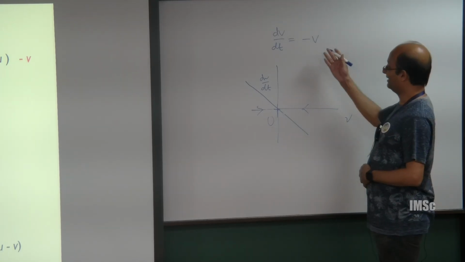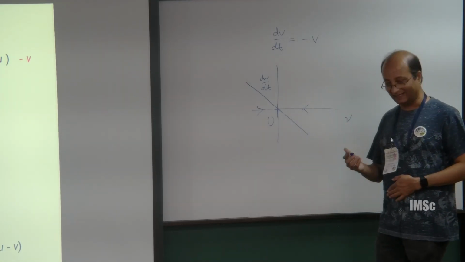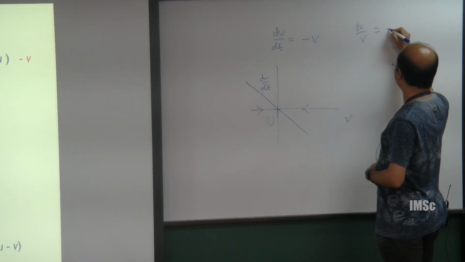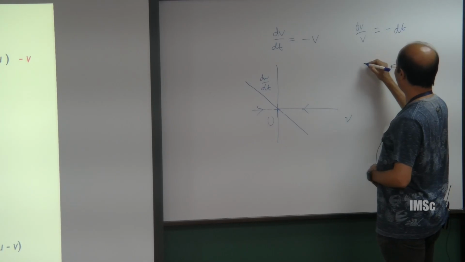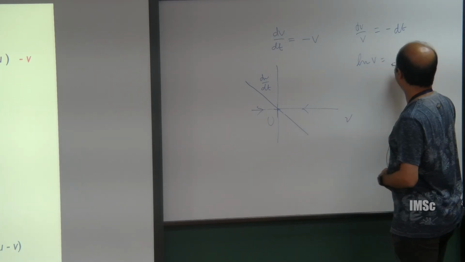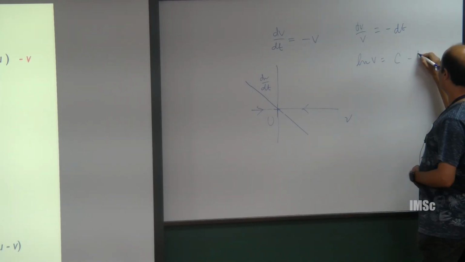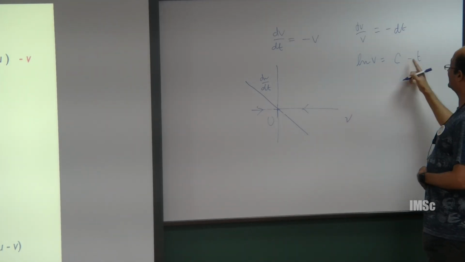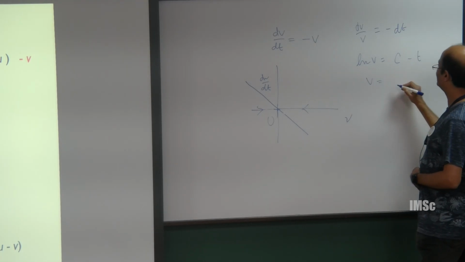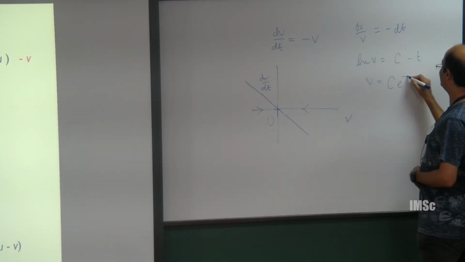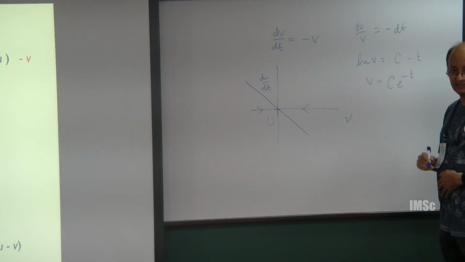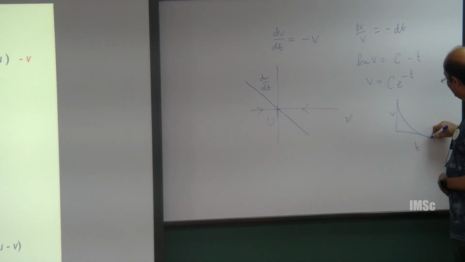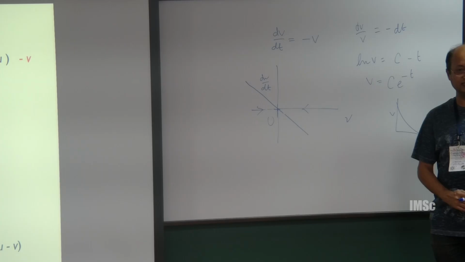If you are mathematically inclined, of course you can do it in a different way. You can say dv by dt equals minus v, you integrate, so this gives you log v equals a constant minus t, and then you take exponentials on both sides, and you get v is some constant times e to the power minus t. So basically this tells you that if you look at v versus t, it will exponentially flow towards 0.